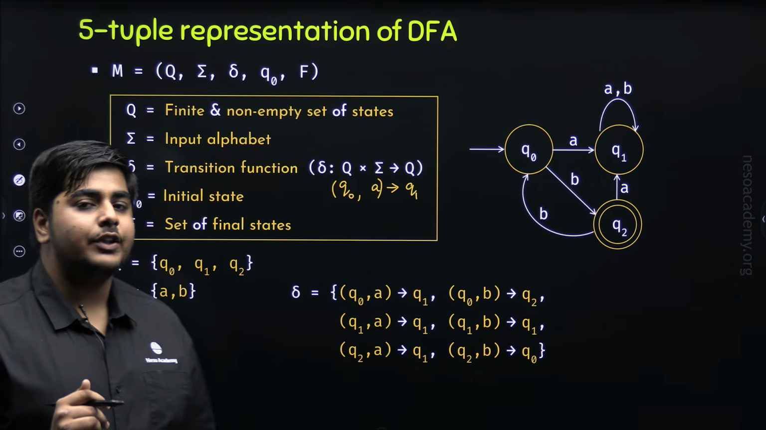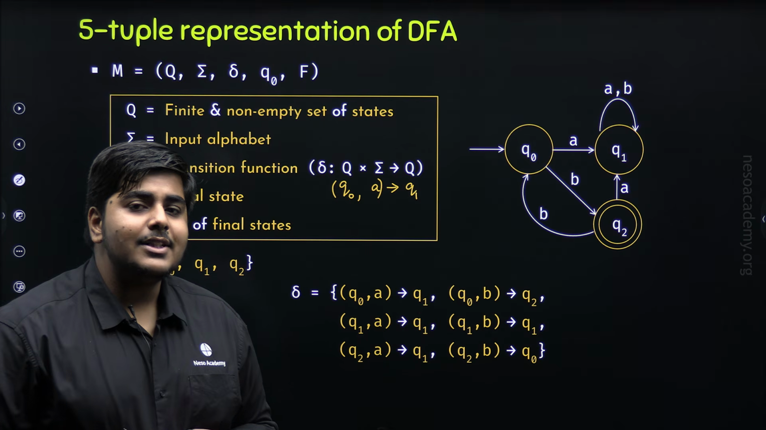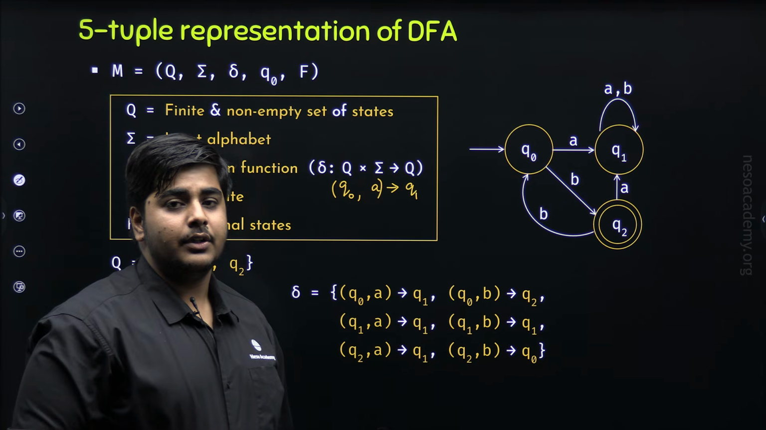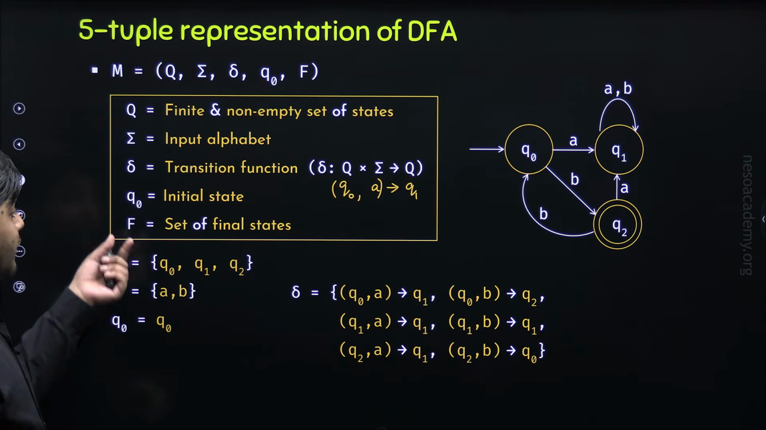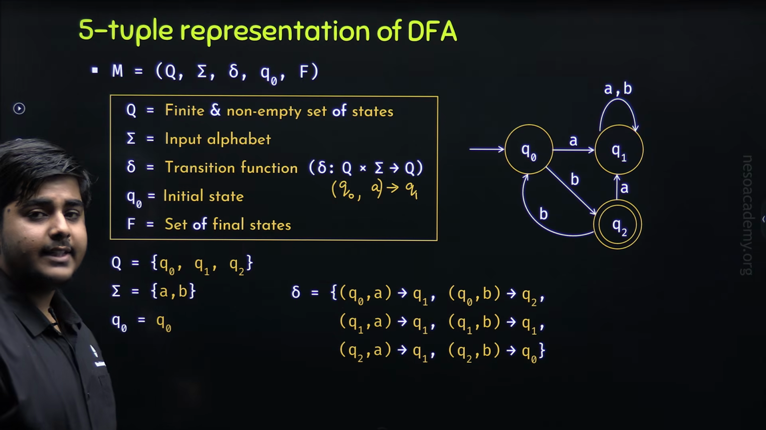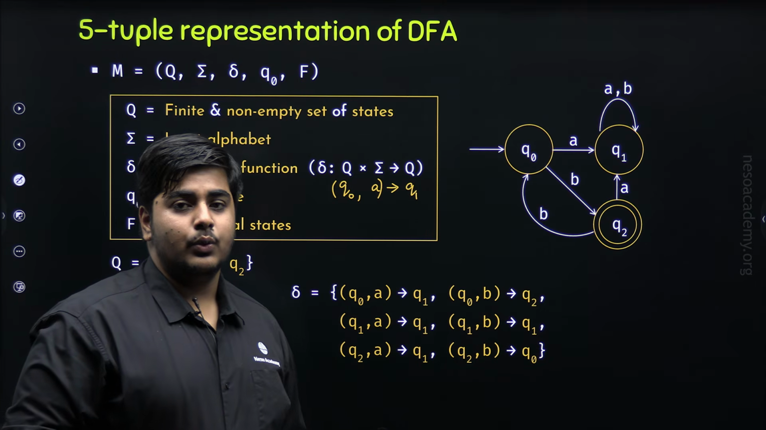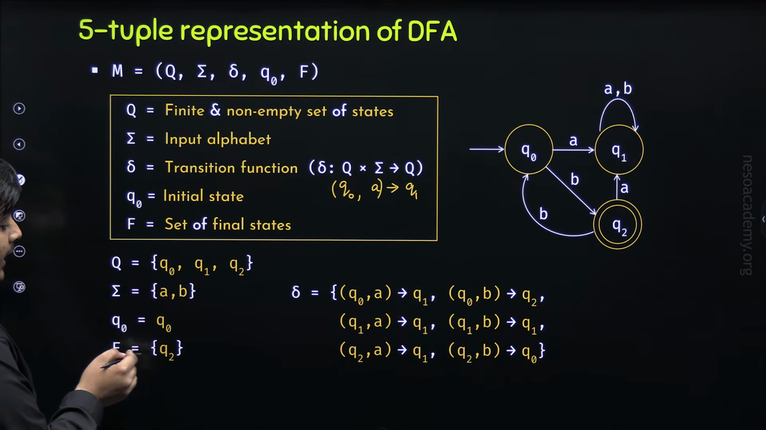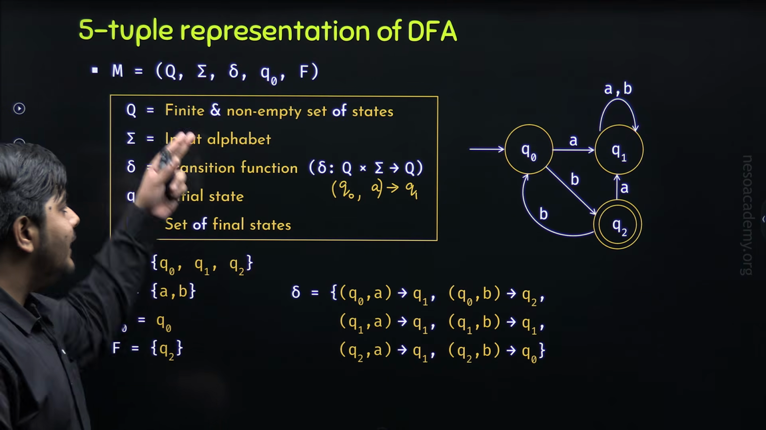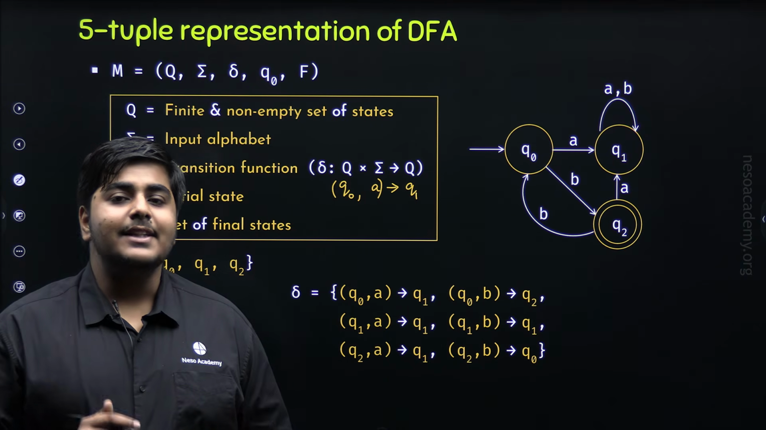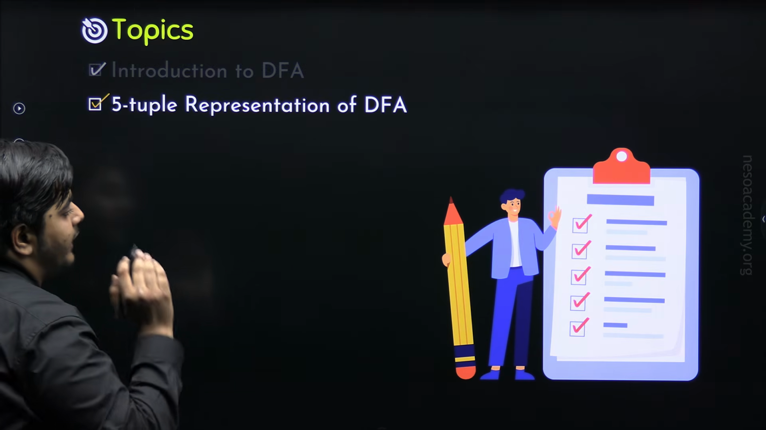Now let's move towards the fourth element, which is the initial state. In this diagram, the initial state of the DFA is Q0. So the value of Q0 will be Q0 itself. The fifth element is the set of final states. In this DFA, there is only one final state, which is Q2. So the set of final states F is equal to {Q2}. I hope you have understood all these elements perfectly. And in this way, we have completed our second topic, that is the five-tuple representation of a DFA.